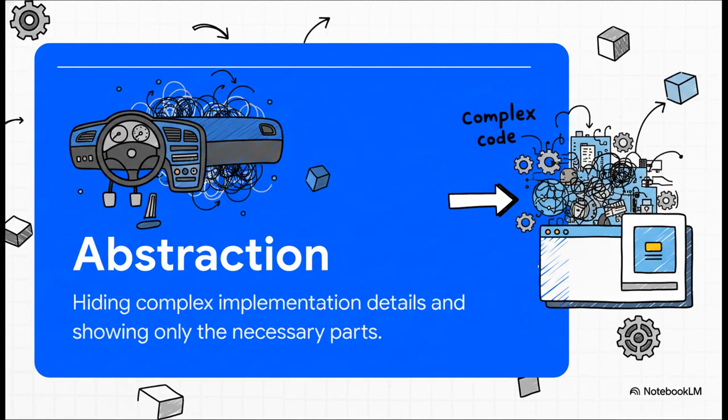Next, we have abstraction. This is all about simplicity. Think about it. When you drive a car, you just use the steering wheel, the gas pedal, the brakes. You don't need to know exactly how the engine is firing or how the transmission works. Abstraction is the exact same idea in code. It hides all the messy, complicated stuff and just shows us a simple interface to work with.